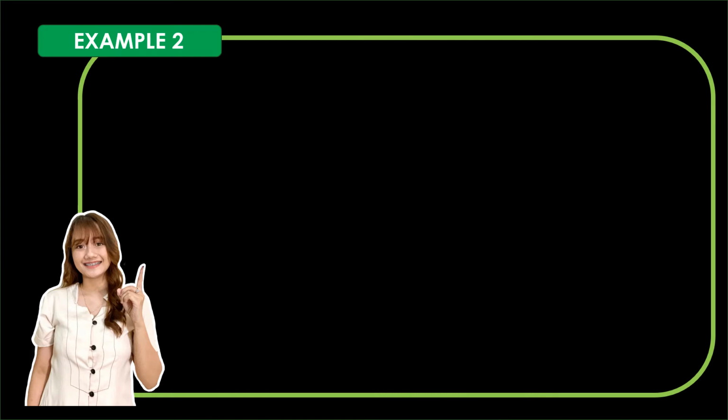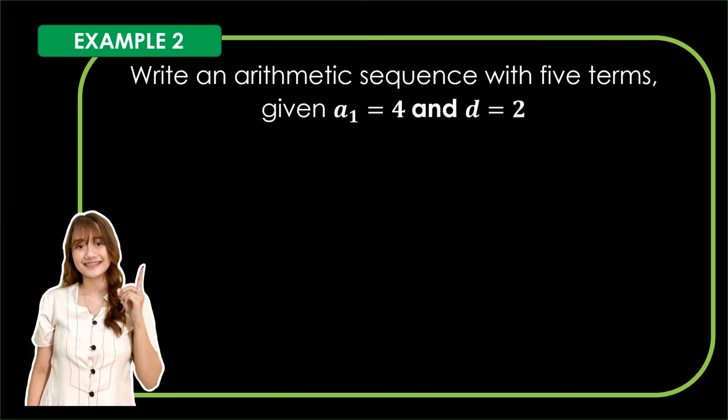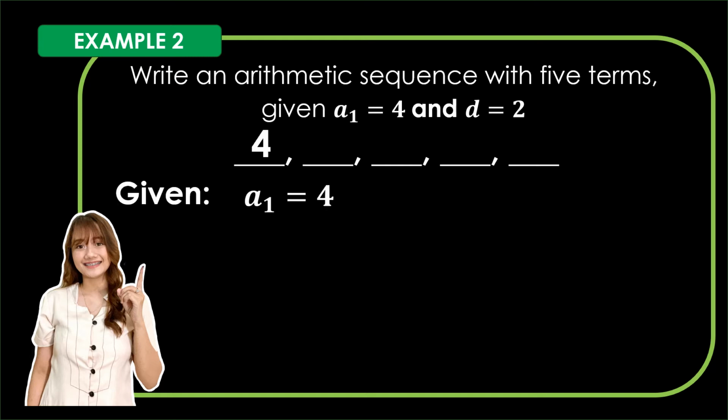Now, let us try another example. We have example 2, which is write an arithmetic sequence with 5 terms given that a sub 1 is equal to 4 and the common difference is 2. To solve this problem, we need to understand the problem first. Let us illustrate the problem. From our problem, it asks for the first 5 terms of the sequence, given that our first term, or a sub 1, is equal to 4.